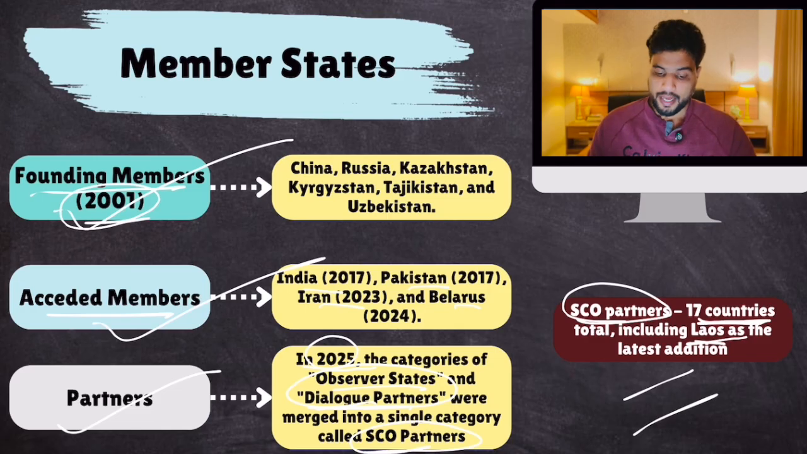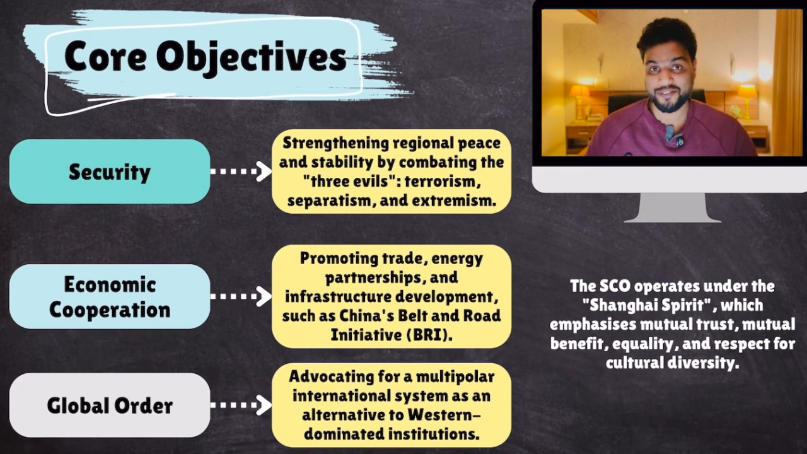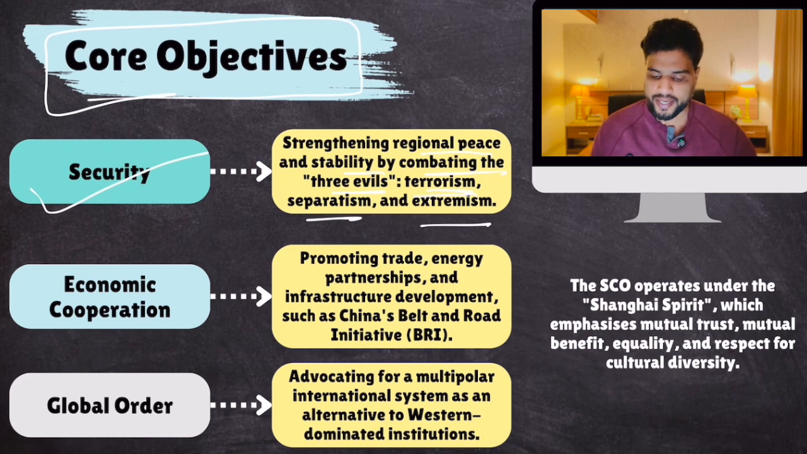Now, if we talk about the core objectives of SCO, remember I told you security and counter-terrorism are the core objectives of SCO. So, number 1 is security, strengthening regional peace and stability by combating the 3 evils. Under SCO, they have mentioned this term, 3 evils: terrorism, separatism, extremism. Terrorism, we all know. Separatism, okay, a militant group wanting to separate from a country, and extremism, extreme ideologies. These are the 3 evils that SCO seeks to combat.